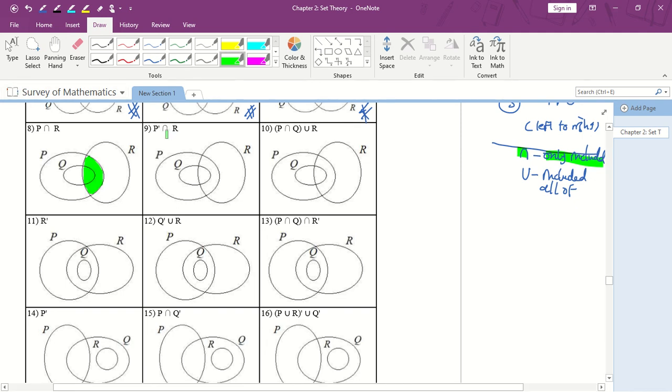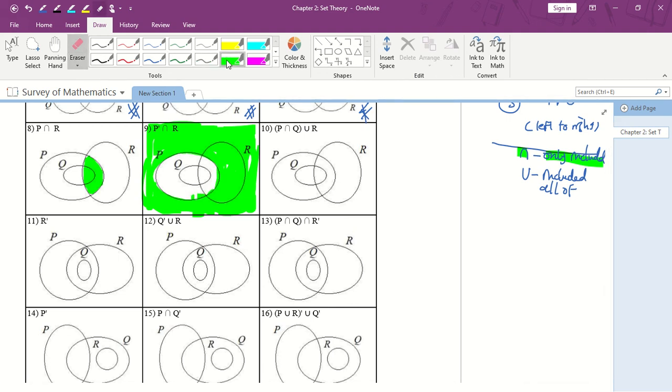And let's look at the next one. P prime intersect R. Remember, our step is we must do the prime first. So P prime means the region that is not in P. So I need to shade all here. Just assume that I shaded everything, and I didn't go within the region P.